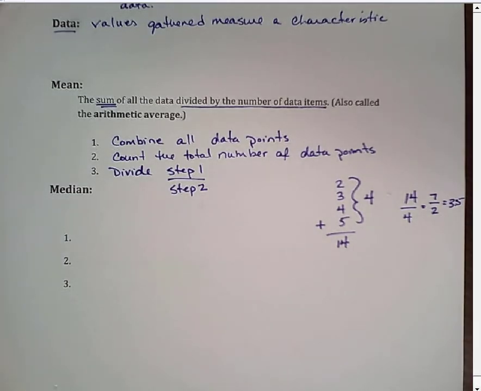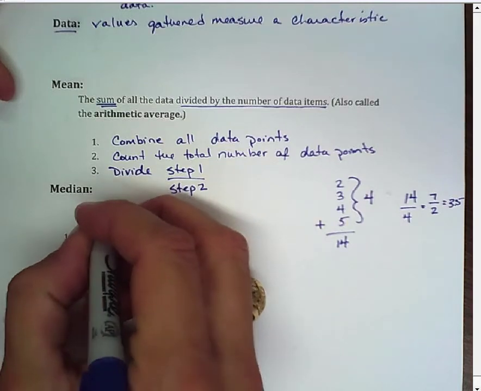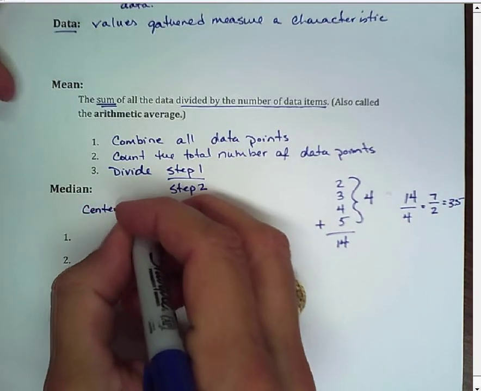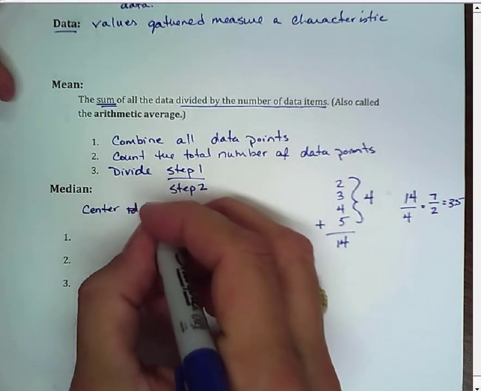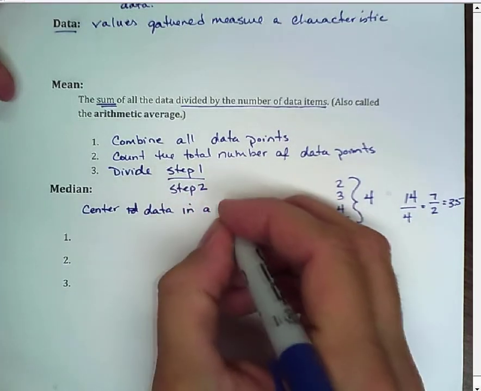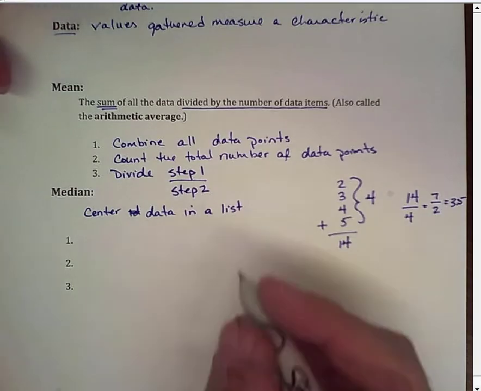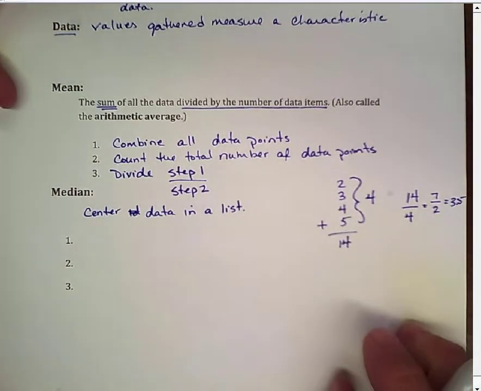Let's go ahead and work through median. Now your median is going to be the center item or the center data in a list. Now, your median is less affected by outliers. It gets kind of in-depth into statistics, so we're not going to talk about it quite a bit. But just know that your median is the center data in the list, and it's a very useful measure.